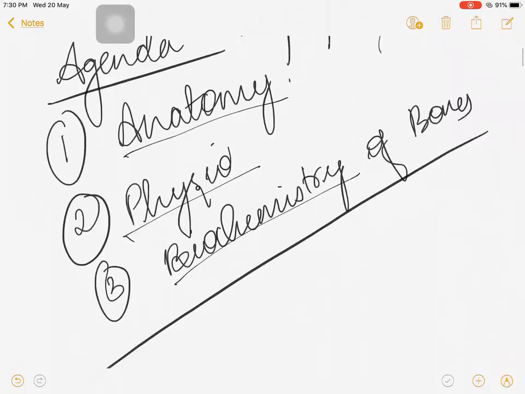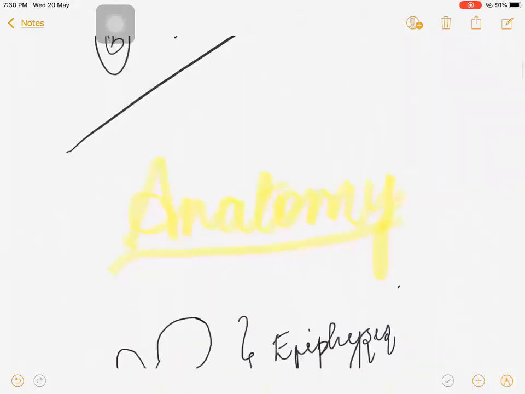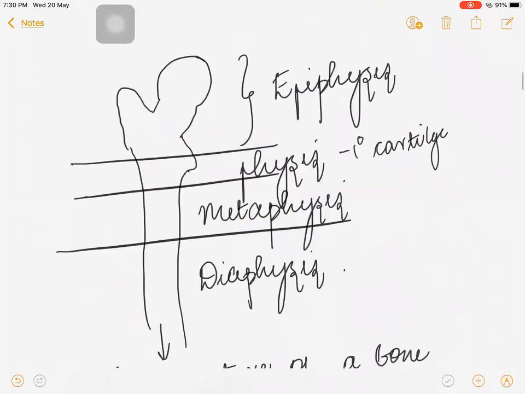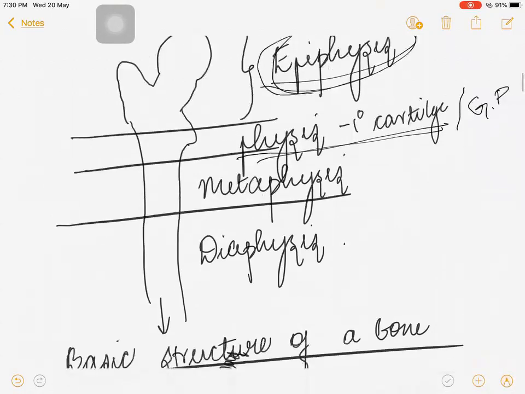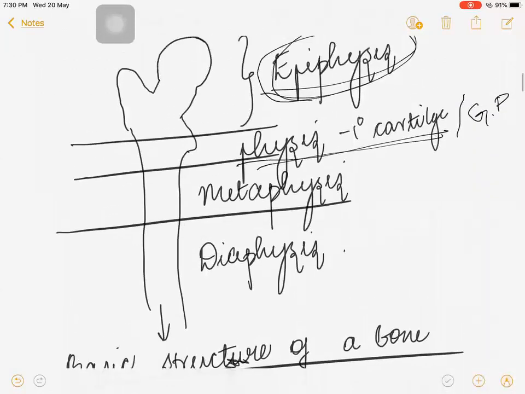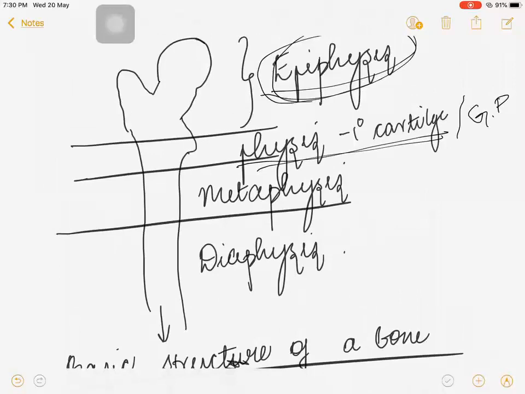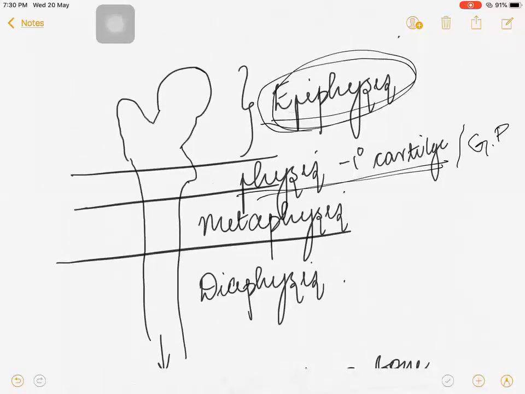Okay. So in the anatomy part, we need to know the structure of a bone. So in the bone, the outermost part will be the epiphysis, the weight-bearing part, and then you have the physis, which is also known as the growth plate. And then you have the metaphysis and diaphysis. So diaphysis is the central part of the bone. Then metaphysis is the most vascular region, and then physis is the growth plate and epiphysis.